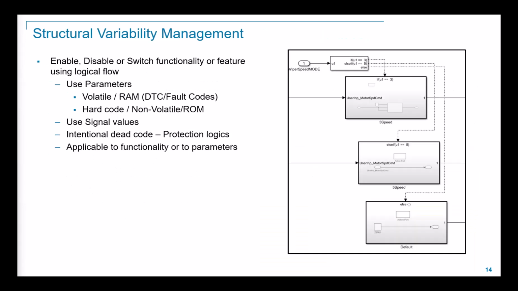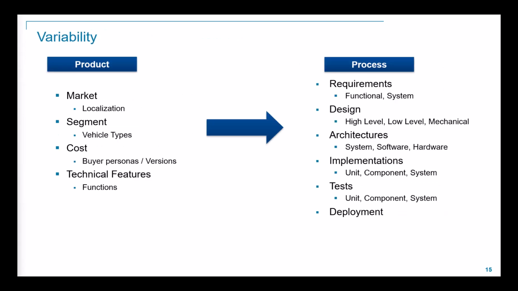In the same way, we can have multiple structural variabilities inside a software or control algorithm, where we use different parameters and different signal values, and we may have prediction logics. This can be applicable to functionality or parameters. So variability in the product requirement, like market needs, segment requirement, cost requirement, and technical feature, influences the development process. That includes the requirement, which can be functional or system, high-level design or low-level design, mechanical design, system, software, and hardware architectures, unit, component or system implementation, tests, and deployment.